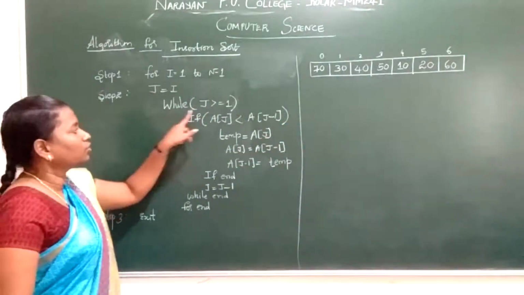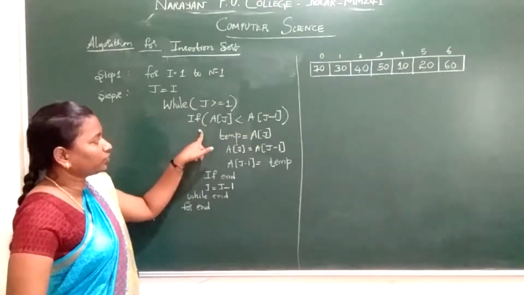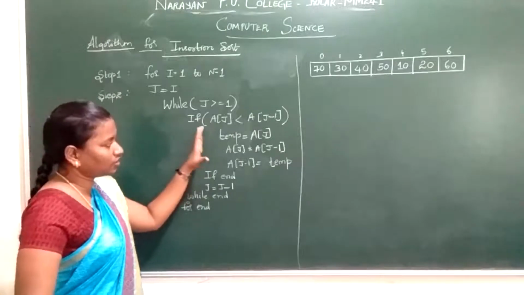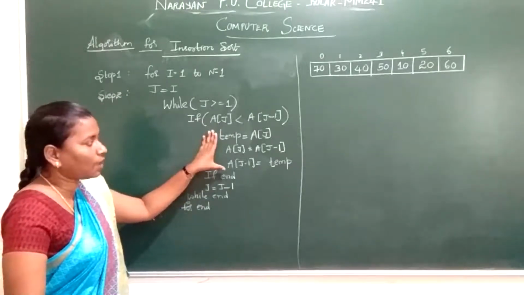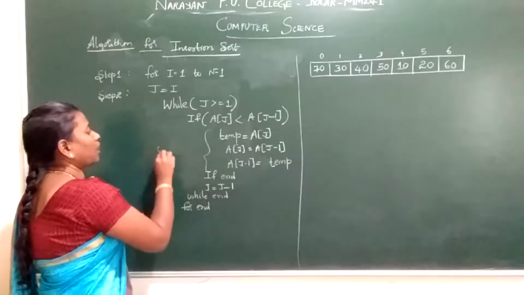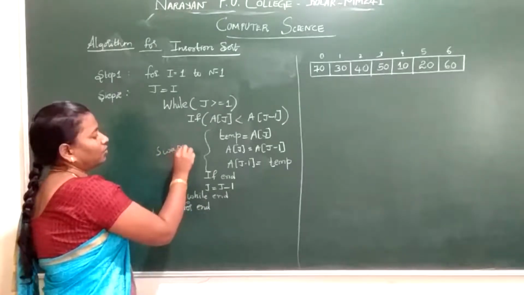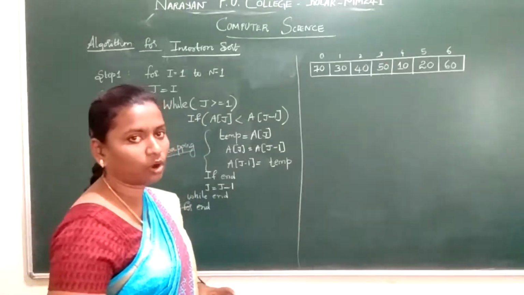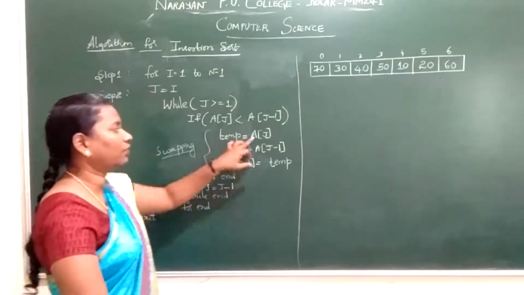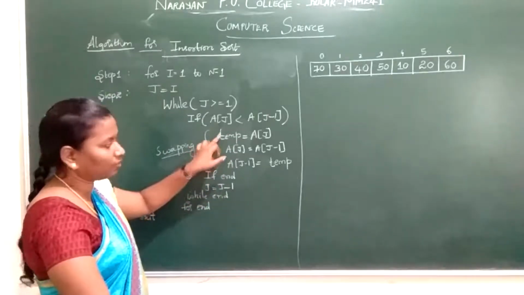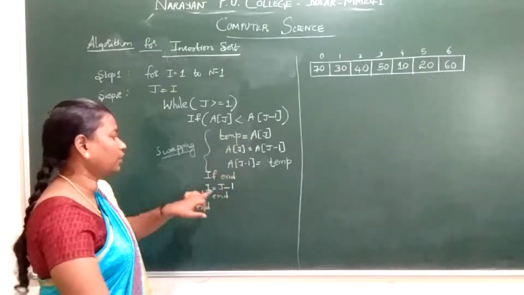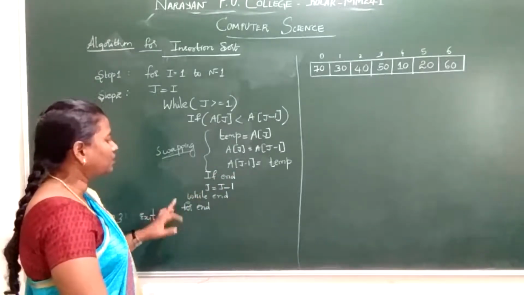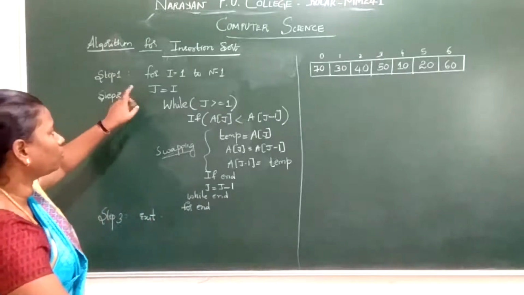Next we have a while loop. While j is greater than or equal to 1, we check whether a of j is less than a of j minus 1. If this condition is satisfied, these 3 statements are for swapping. Even in your first year you studied how to swap using a temp variable, and without using a temp variable. Here I used a temporary variable to hold the value and swap the items. Then j becomes j minus 1. While ends, then again we go to the for loop. The for loop also ends here.